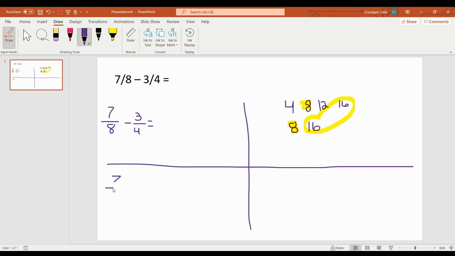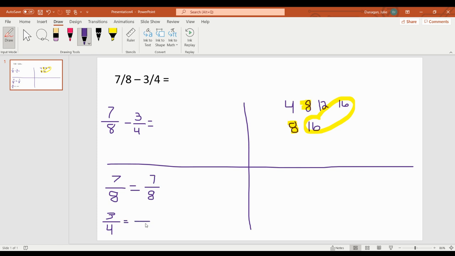Well, if I have 7/8 and I need to make sure I have a denominator of 8, do I have to do anything to it? No, I don't, because it's really like multiplying by 1. So I'm going to just rewrite 7/8. Now I have 3/4. I definitely need to do something to my fourths to make it into eighths.